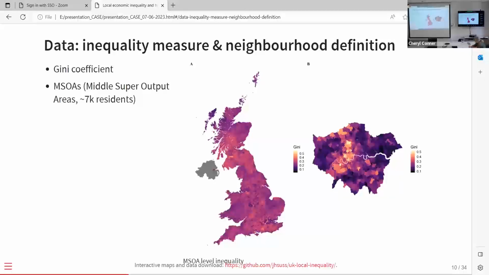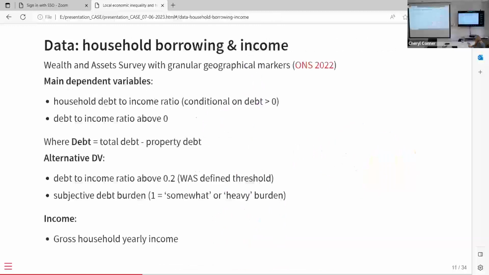As the main measure of inequality, I'm going to take the Gini coefficient in the main analysis, and neighborhoods as local level units. I'm going to take the middle super output areas, or MSOAs. These are census defined boundaries, population weighted, so on average 7,000 households per MSOA. Both of these definitions, I'm going to vary in robustness checks, so different spatial units and different measures of inequality. And here's a figure looking at the spatial distribution of inequality in London and all of the UK, missing a lot of data from Northern Ireland. So that's the main inequality stuff.